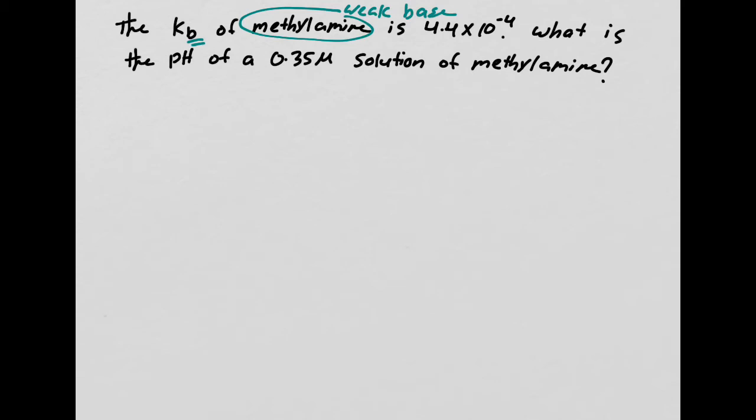Now I want to go over this one because it's a little bit cool. So methylamine. Methyl is CH3. So this is CH3NH2. I want to draw this out. CH3NH2. This is methylamine.